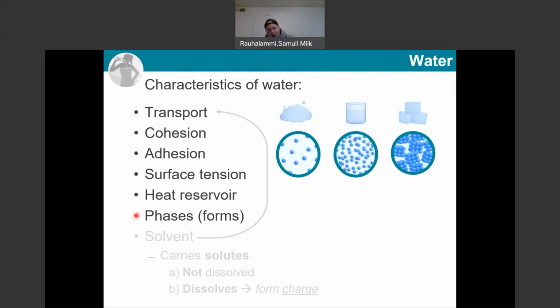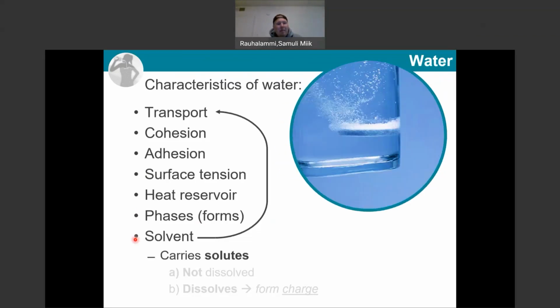I also mentioned plasma as the fourth phase of matter that materials can take. Of course, that's not going to be the case in the case of water, but just for the sake of completeness, I included it there.